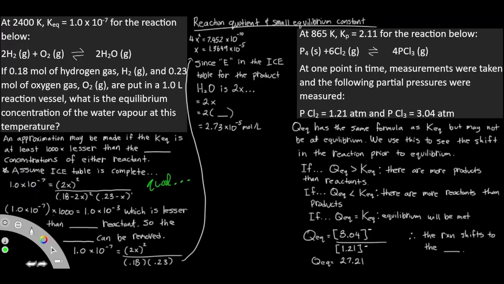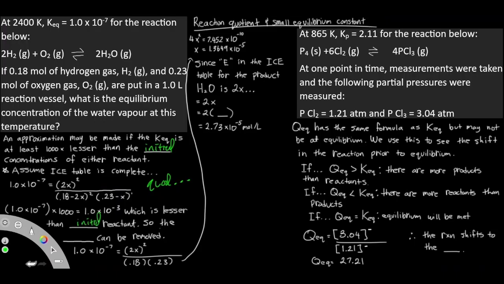So what is this approximation rule? Well, an approximation may be made if the KQ is at least 1,000 times smaller than the actual initial concentrations of either reactant. So as you can see, we're going to multiply by 1,000. As you can see, it's still a very small number. Is it lesser than this and this? Absolutely. So it is lesser than the initial reactant.